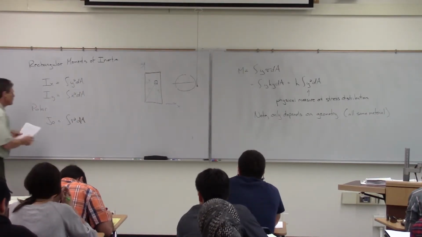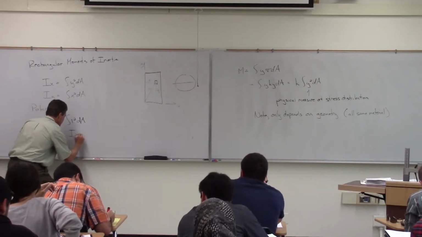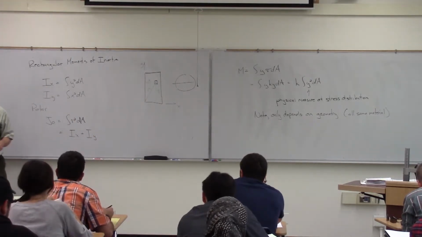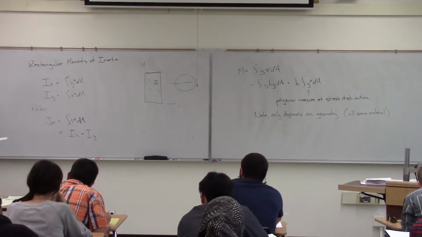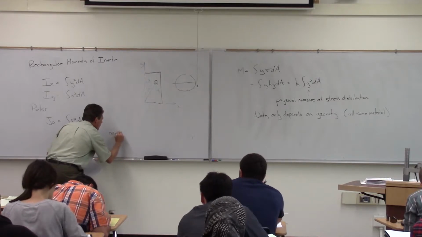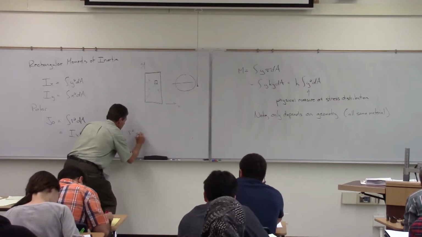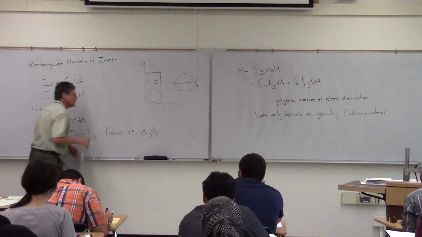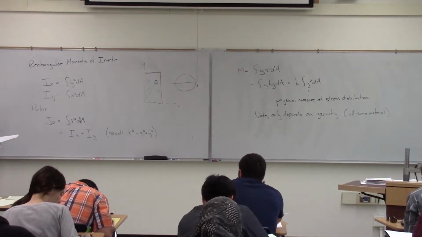Now the nice thing, though, and a good relationship to keep in your head, is that J naught is going to be equal to the sum of the two. And the reason why is that we're describing a circle there, basically. The r squared is going to be equal to x squared plus y squared. It's Pythagorean.